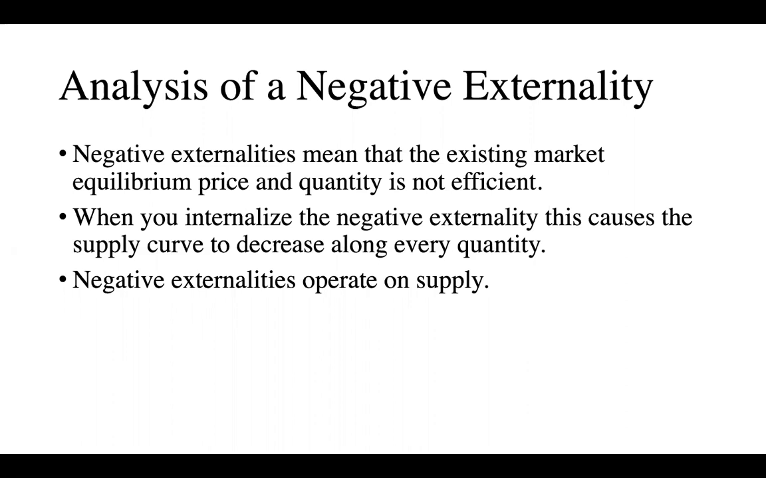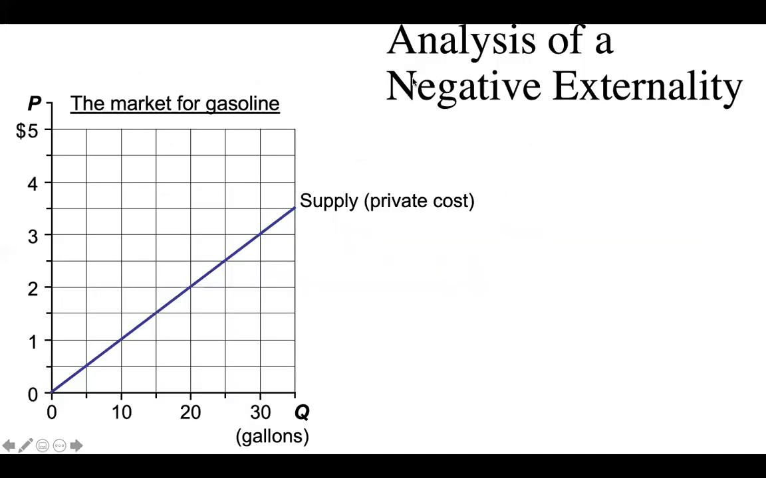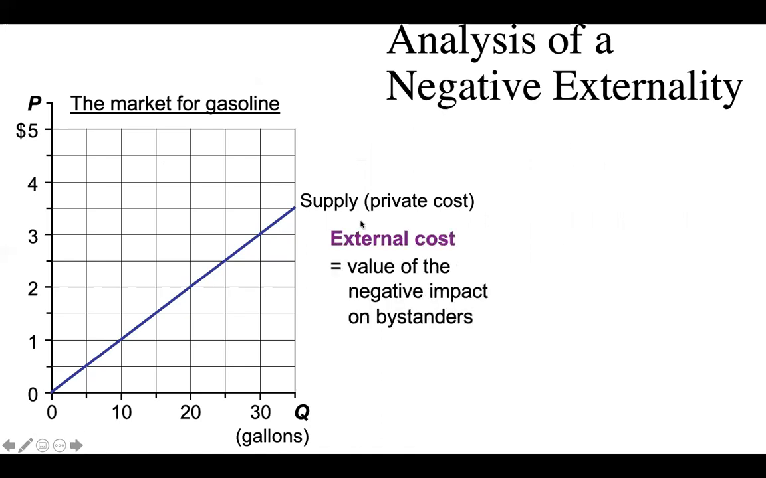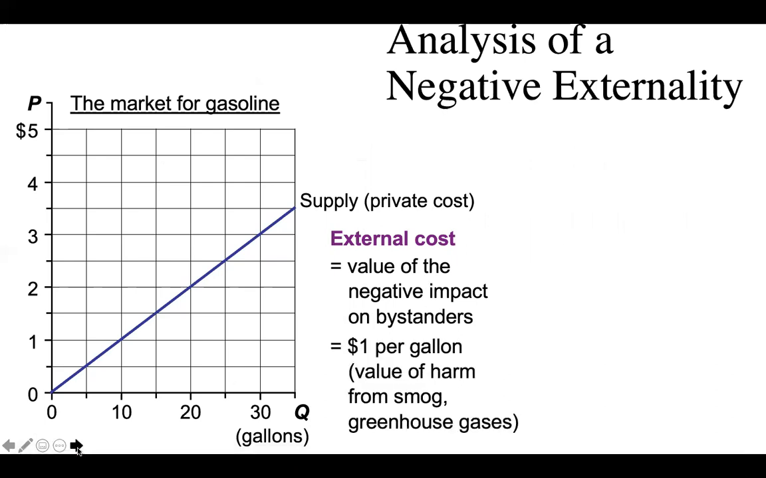And so the negative externality is operating on the supply curve. What does that mean? It means the negative externality operates on the private cost to suppliers. This external cost is the value of the negative impact on bystanders. So let's say in this example that there is a negative impact of $1 per gallon of gasoline sold.